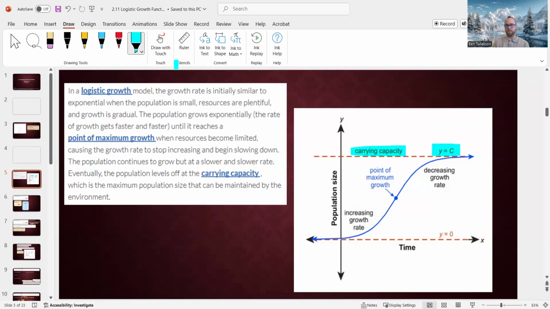And then the other horizontal asymptote you see here is at y equals 0. That will always be because you can't have a negative population, right? Or a negative number of virus infections. Just can't happen.